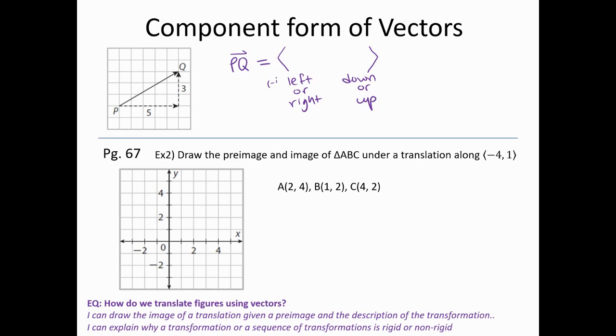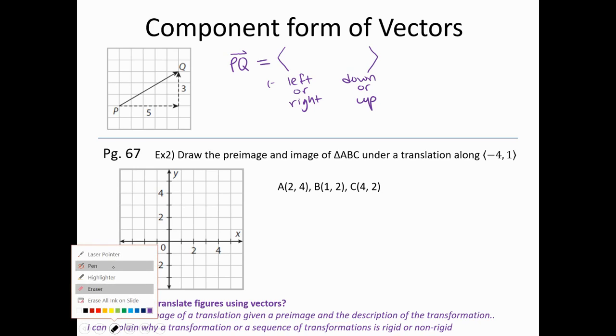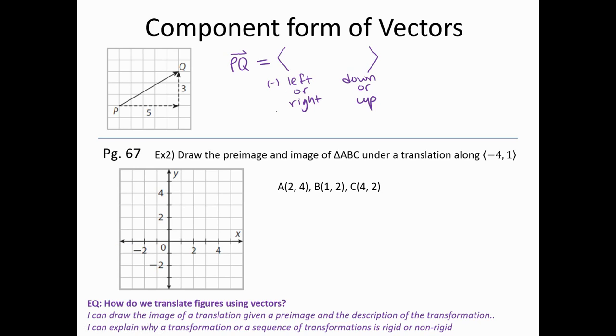So left would be the negative, sorry, I don't know where the 1 came from. Negative means I'm going left, and positive means I'm going right. Negative means I'm going down, and positive means I'm going up.